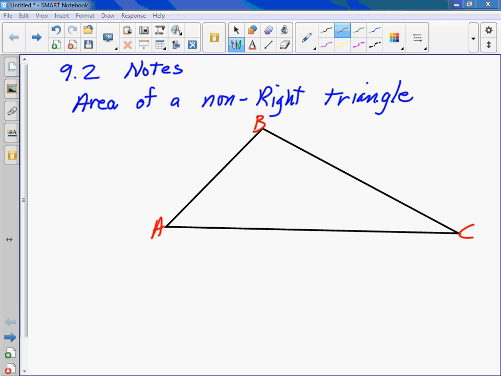Everyone. So we're going to talk about area of a right triangle. To begin with, let's make a right triangle.